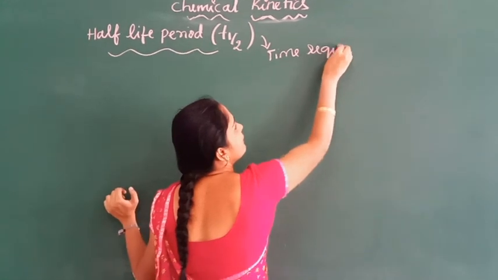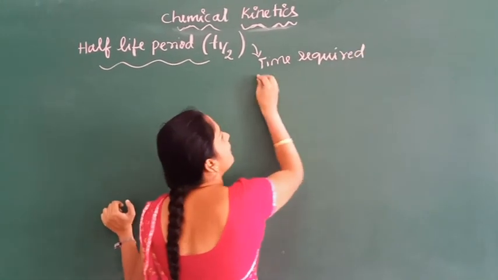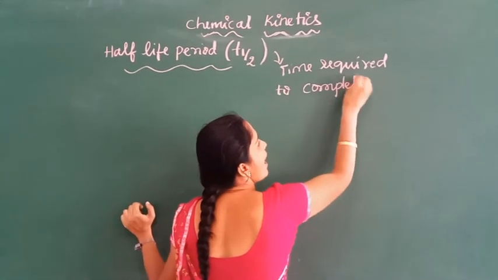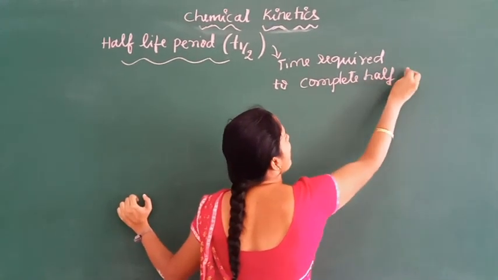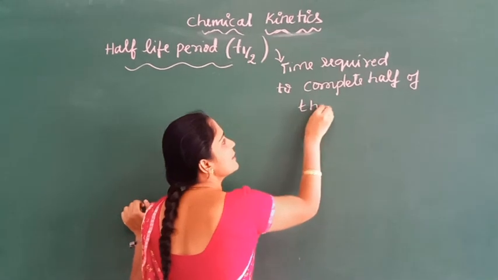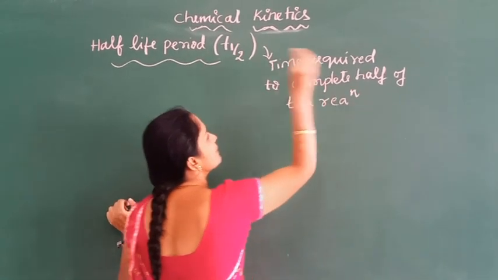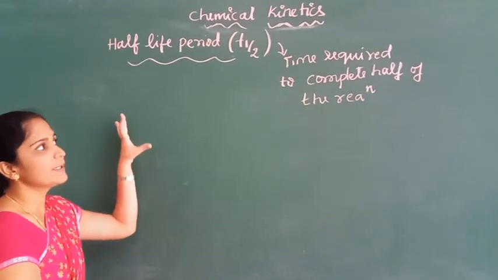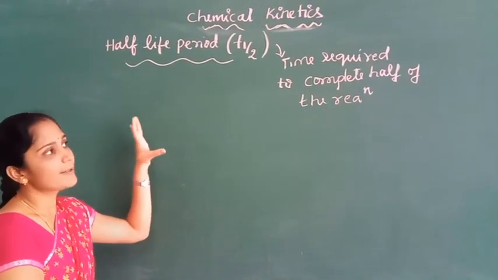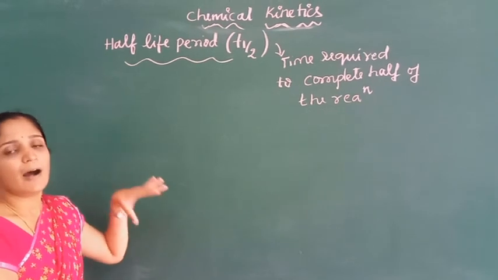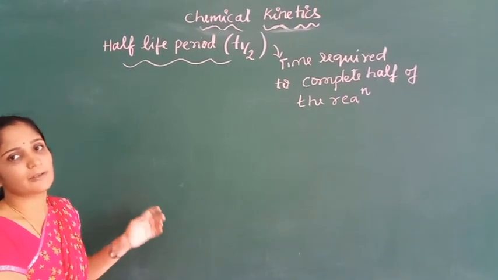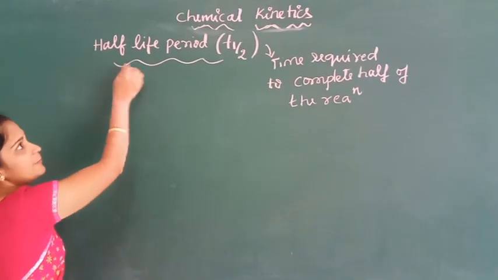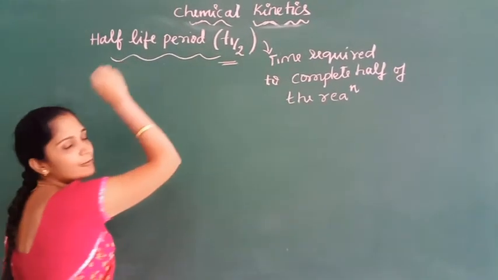So it is half-life period. Time required to complete half of the reaction is called half-life period. So what is half-life period? It is the time required to reduce the concentration of the reactant to half of its initial value. Half-life period can be denoted as t half.